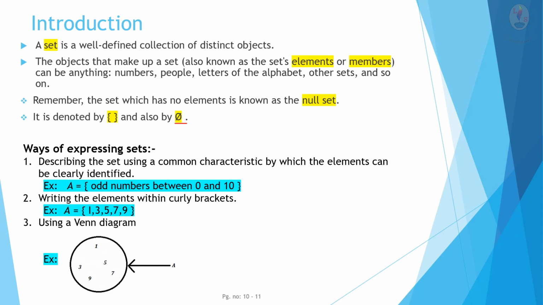The third and the last way is using a Venn diagram. I think this is the most appropriate and perfect way of representing data, according to my point of view. So the third way is using a Venn diagram.